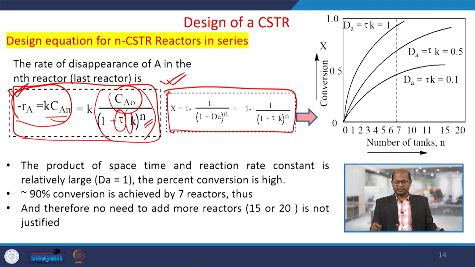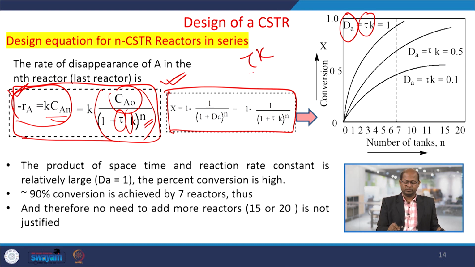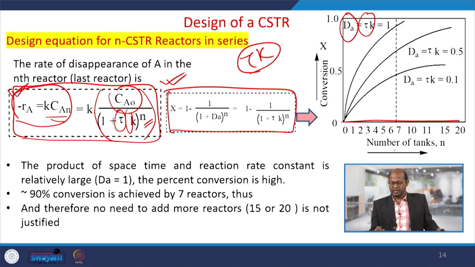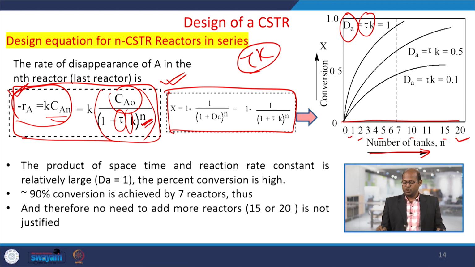Let us look here at the effect of tau k, or Damköhler number, with the number of tanks in series. Let us take the tau and k value for a particular reaction. In these plots, on the x axis we are plotting the number of tanks in series. Tanks in series means n number of CSTRs in series. 1, 2, 3, 4, 5, like that, even 20 reactors connected in series, any number. We place the number of tanks here, n equals 1, 2, 3, like that, and get the corresponding conversions from these equations.